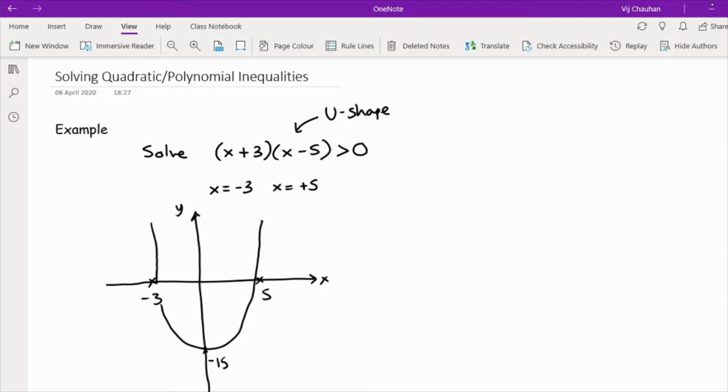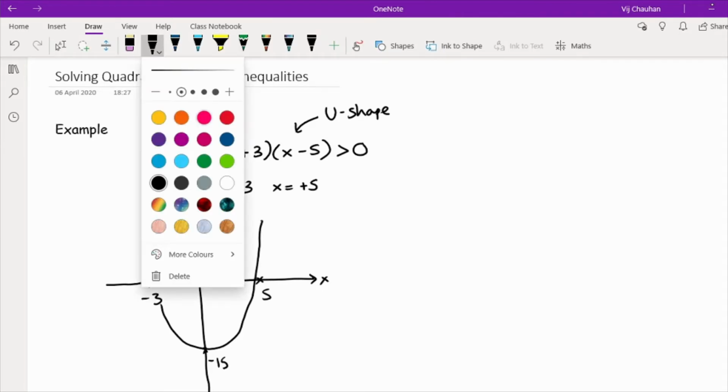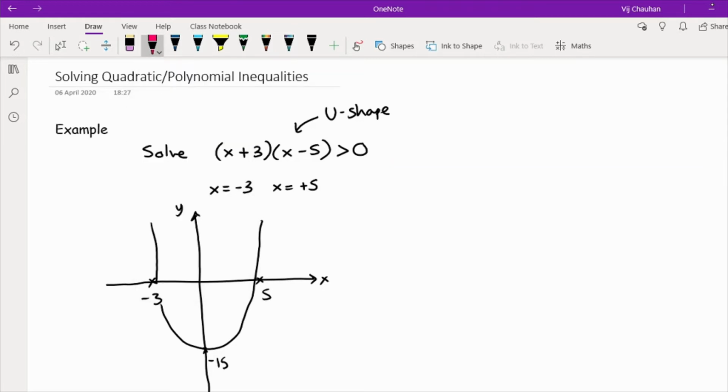Now translating this equation, if I just get a different colour pen, what the question is asking me is where the curve is above the x-axis. So translating this question here, this is what I get: where the curve is above the x-axis. Now, for the region I'm going to mark on my graph, the values where the curve is above the x-axis are there and there.